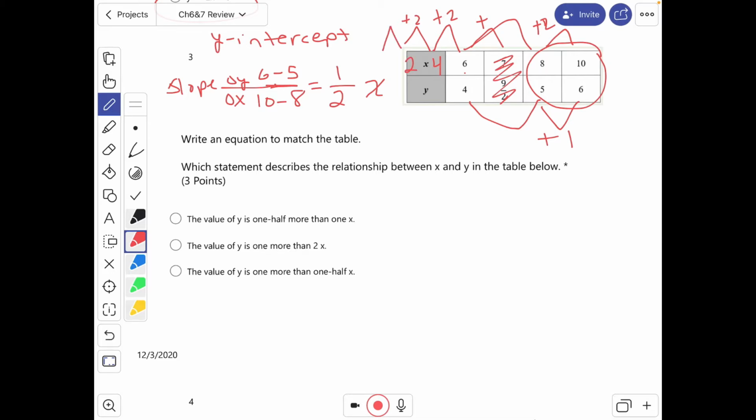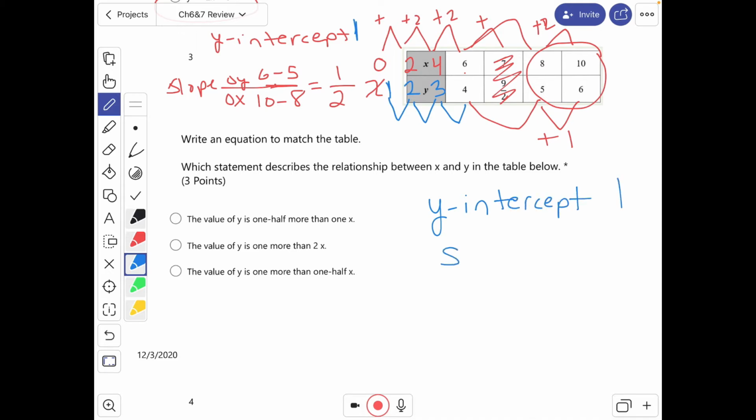2 before 4 would be 2. And 2 before 2 would make 0. So let's do that on the bottom. But this time it's by 1s on the bottom. So 1 before 4 would be 3. 1 before 3 would be 2. And 1 before 2 would be 1. So the y-intercept is 1.